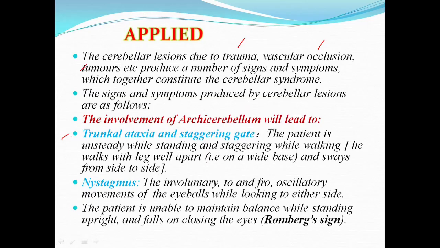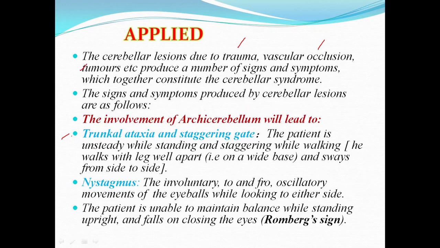When the structures derived from the archicerebellum are involved, patients have an unsteady gait while standing, and they stagger while walking, meaning they walk with the legs well apart. Generally we walk normally, step to step, but these people take a wider base in stepping. They sway from side to side, and the limbs also sway from side to side, leading to truncal ataxia and staggering gait. This person will also have involuntary to and fro oscillatory movements of the eyeball.